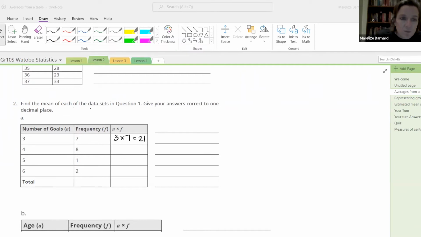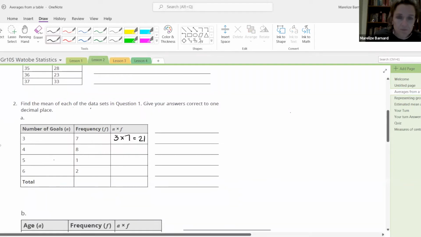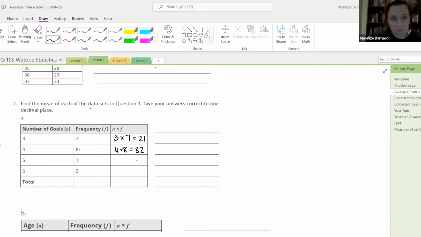How many times did we score 4 goals? 8 times. So that means how many goals in total? 32. So that's what we write here. My pen is not cooperating right now. There we go. 4 times 8 is equal to 32.